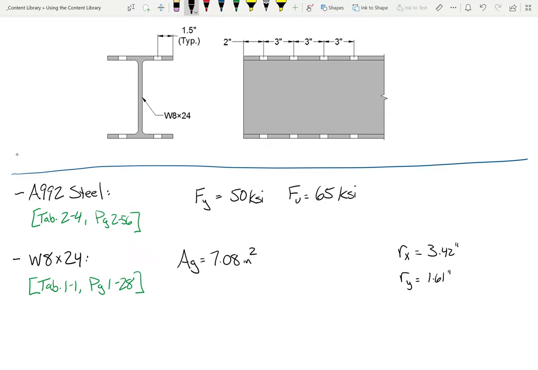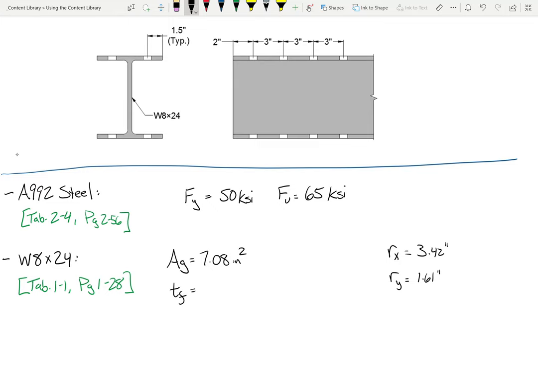Okay. Before we get to slenderness, let's talk about the section. We're going to need to compute gross and net areas. Is there a property of this W section we're going to need in order to be able to compute the net area? Flange thickness. We're going to need T sub F. We are definitely going to need T sub F. What is the flange thickness for a W8 by 24? 0.400. Again, use the decimal value, not the fractional value. Everybody good?